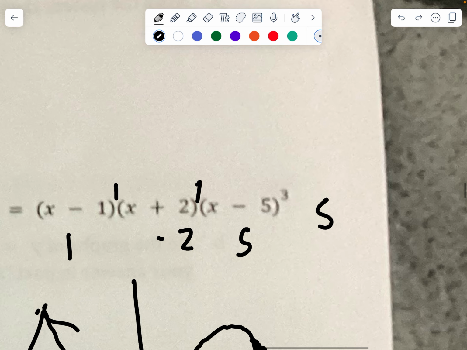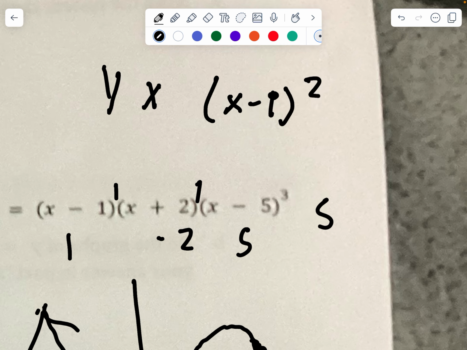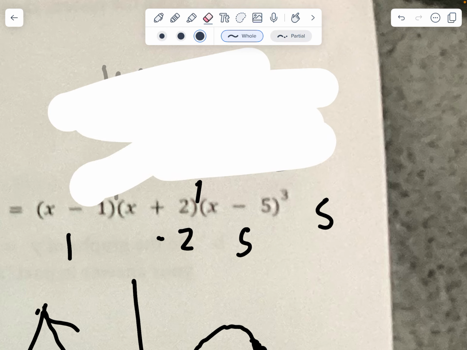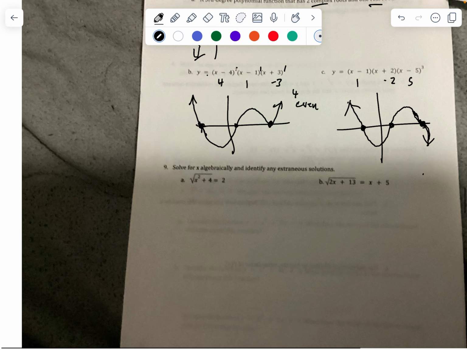So let's say we'll do a really easy one. y equals x times (x minus 1) squared, times (x plus 3). Plug in 0. So you get 3 times negative 1 squared. That's going to be 3. So our y-intercept would be 3 for this equation. Pretty easy way you can determine that. Otherwise, just look at your calculator, just cheat. I mean, it's not really cheating.